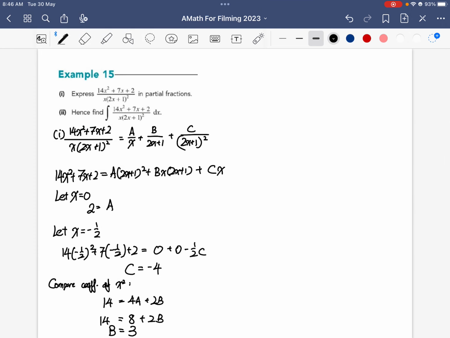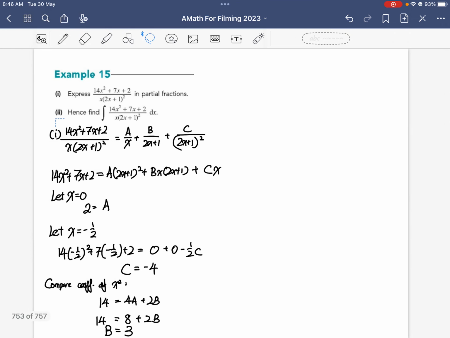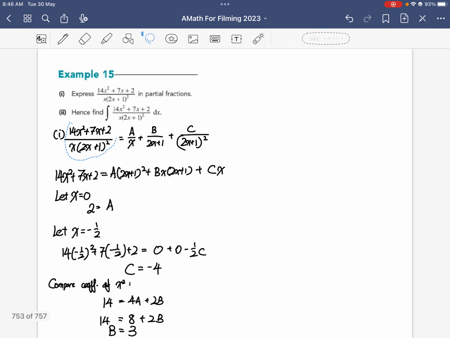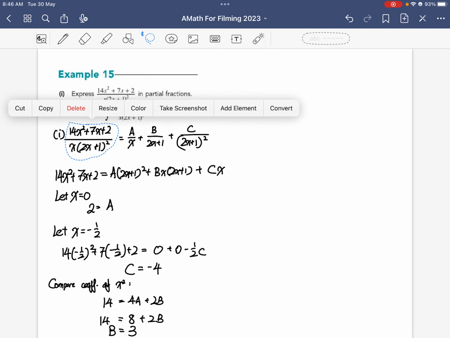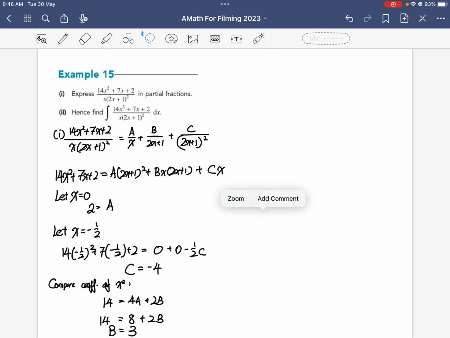Not forgetting that you need to write out the final answer itself. So what you get is, let me do the lazy thing here. Can I do this? I can do this.